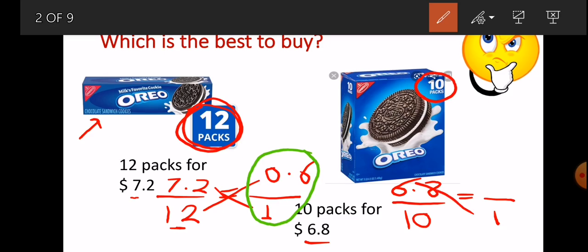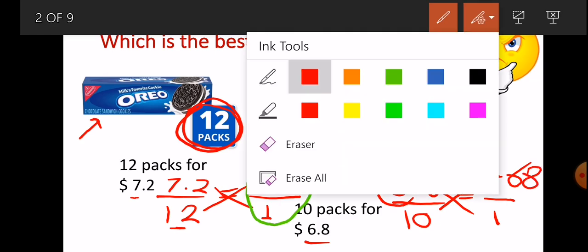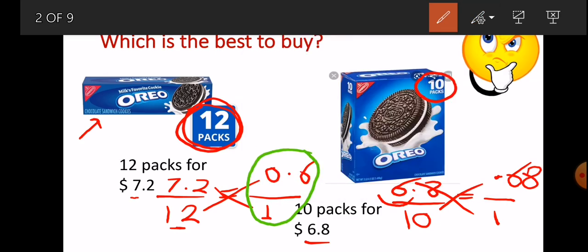In this case also I will use cross multiplication. So 1 times 6.8 is 6.8. Divide by 10. Do you remember how to divide by 10? Yes, move the decimal one place to the left. So it will be 0.68. So now I have the cost of 1 in this offer.